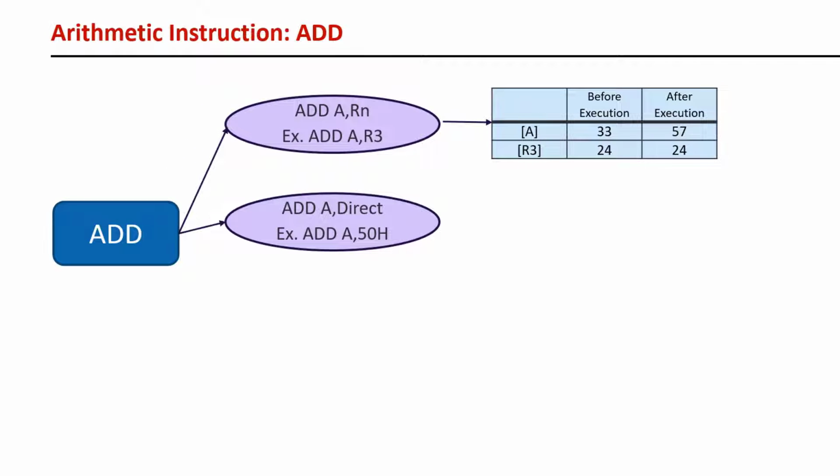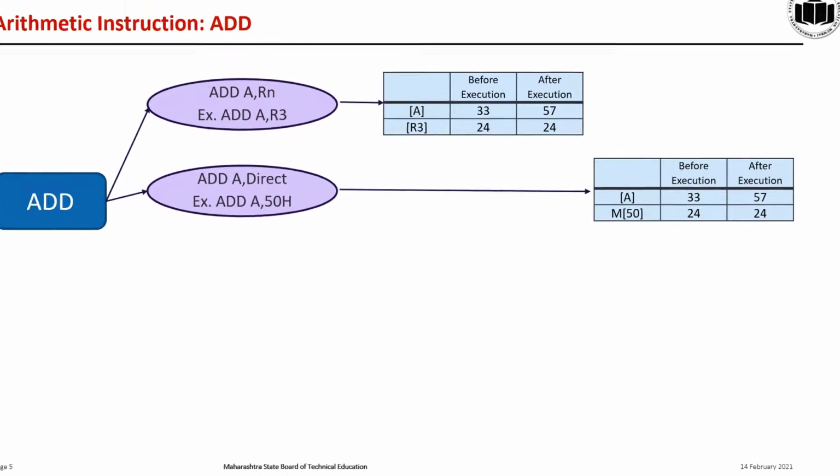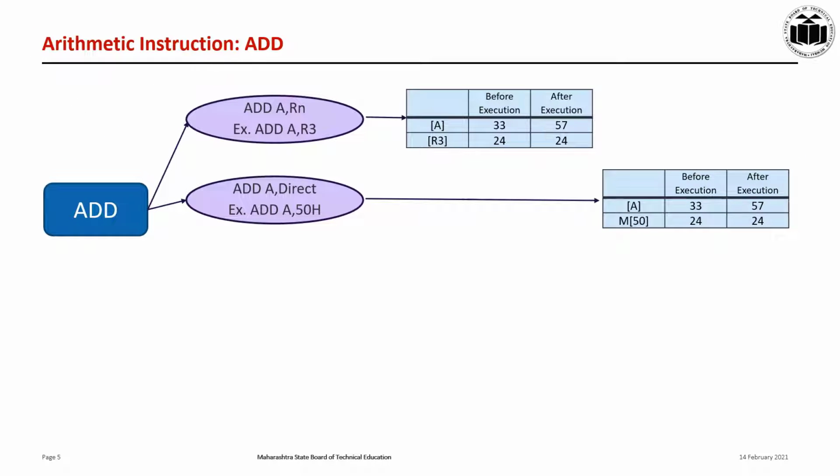ADD A, direct. This instruction adds the contents of direct internal memory location given in the instruction to accumulator and stores the result in accumulator. Example, ADD A, 50H. If accumulator contains 33H and memory location 50H contains 24H, then 33 will be added to 24 and result 57 will be stored in accumulator.